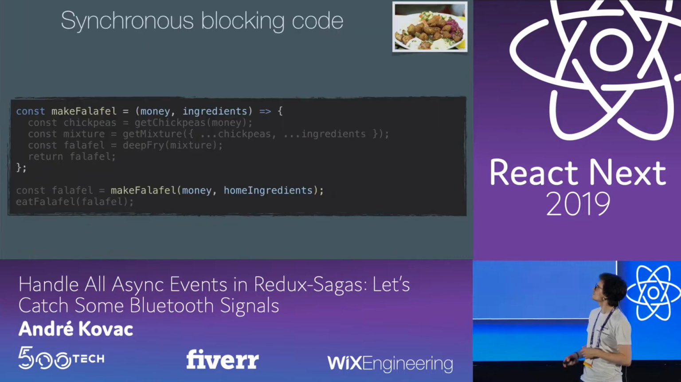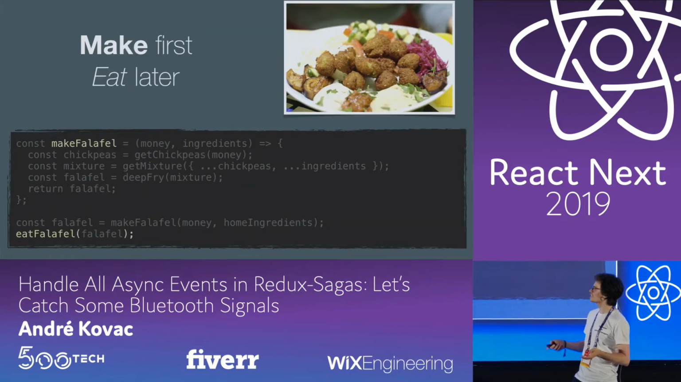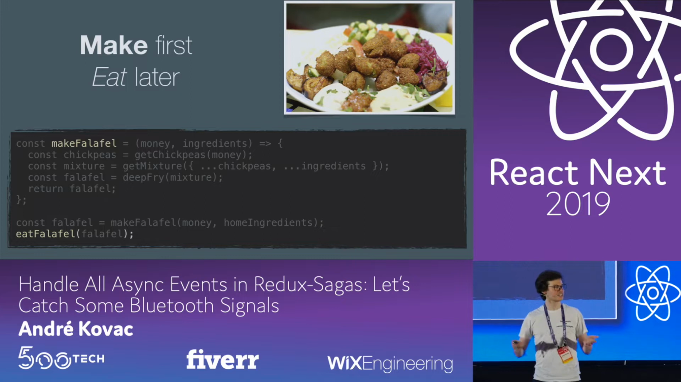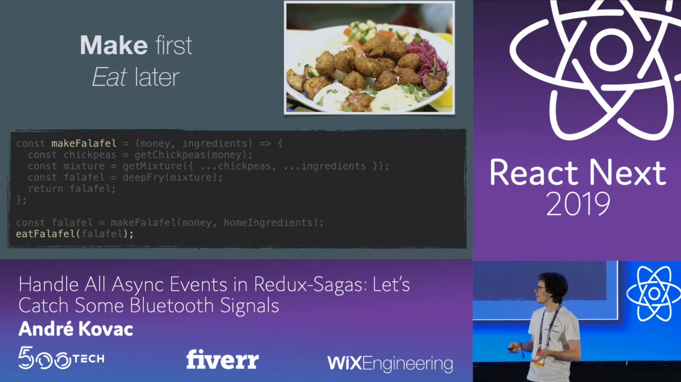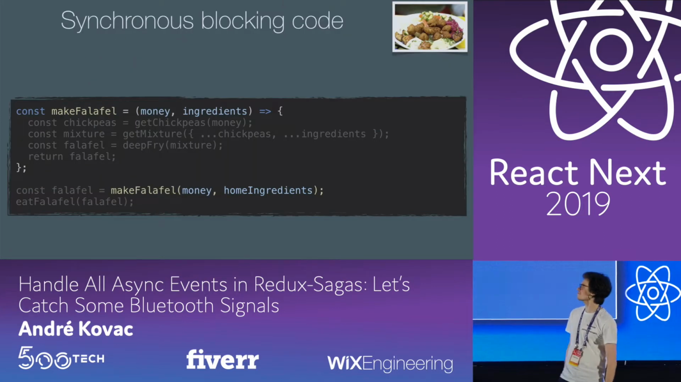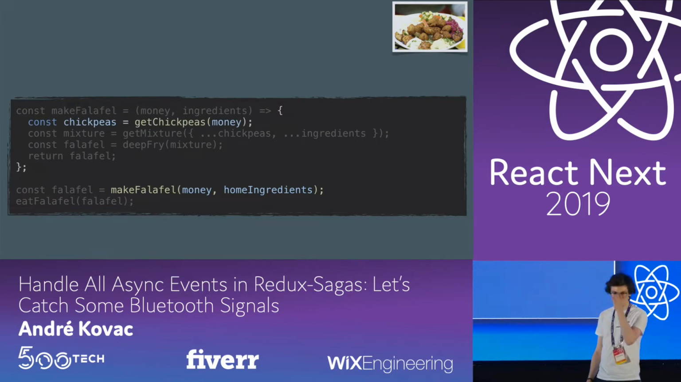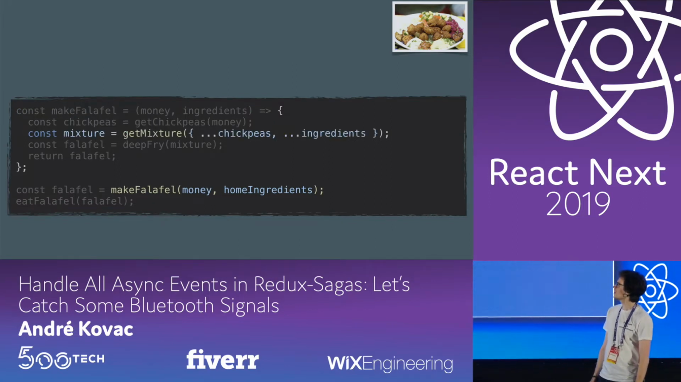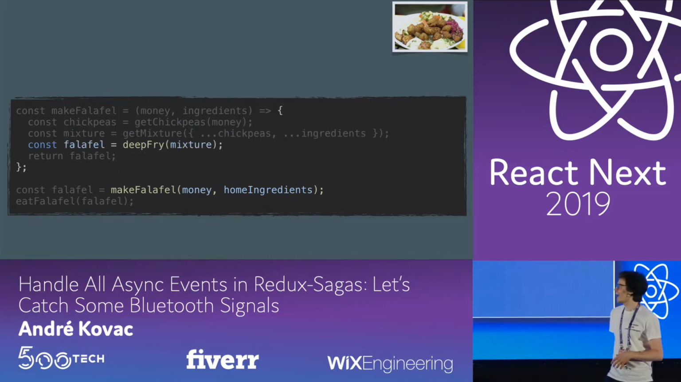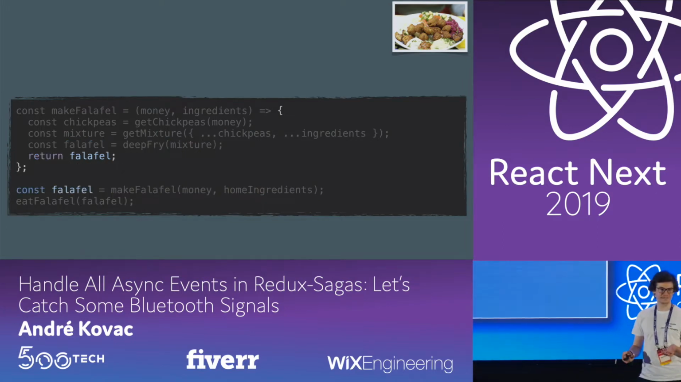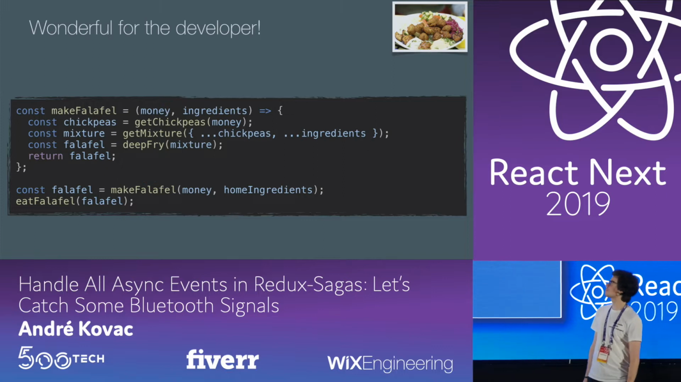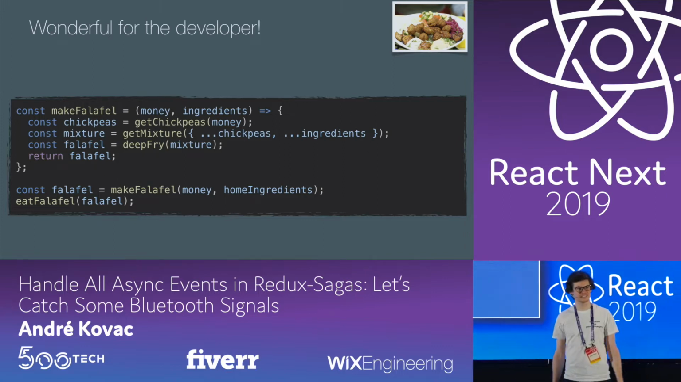And it's much nicer when you really have it in order, in a synchronous order. You make falafel, and then later you eat it. So there you would go through in a synchronous way, would be nice. You get your chickpeas from the store with some money, you make a mixture out of all the ingredients with it, and in the end you deep fry everything. You get a falafel, and you can eat it. Great. This would be wonderful for us developers.